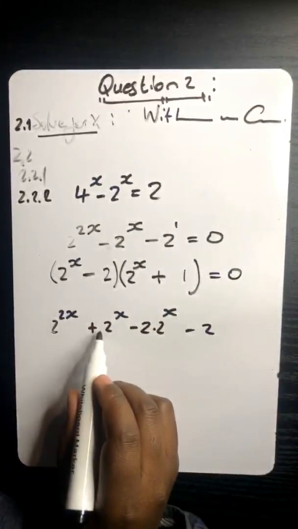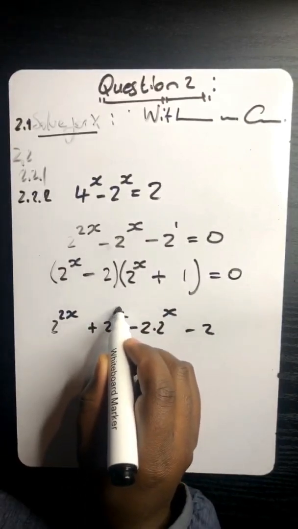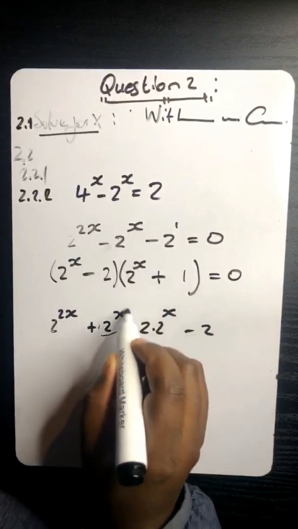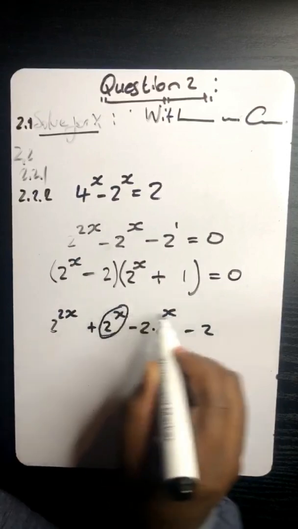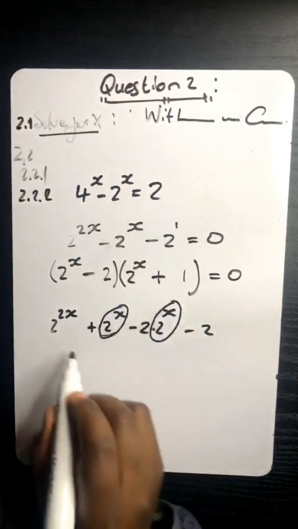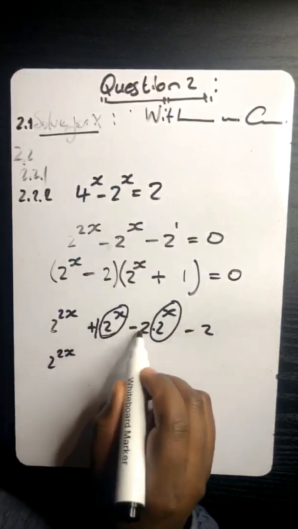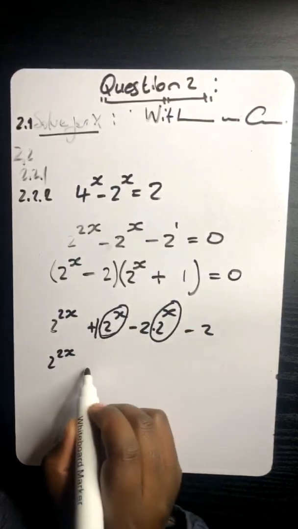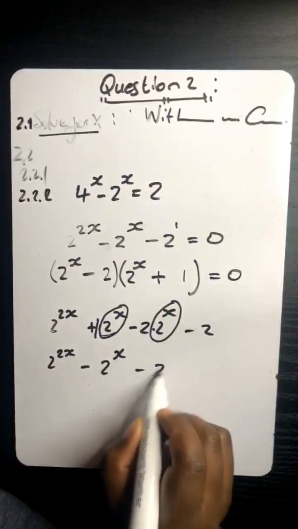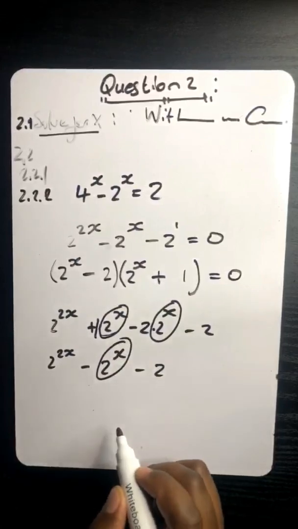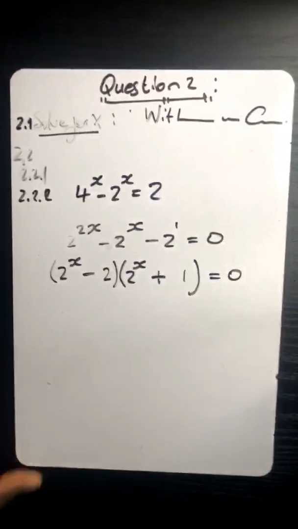So can you see here, whatever you can call it, Bantu Bakiti, let's say this is uno. Uno is 2 to the exponent x. So we have 1 uno minus 2 uno, meaning we just have negative 1 uno minus 2. Yes. It is factorizable and it is factorized.